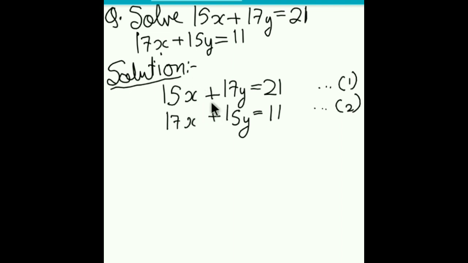So in such a case we will use a different method for solving this. That is what we will do. We will first add both equations, then we will get a simple equation. Then in the next step we will subtract the second equation from the first equation, then again we will get a simple equation, and then we will solve. Okay, so that is called the addition subtraction method. So we will see how to solve it.